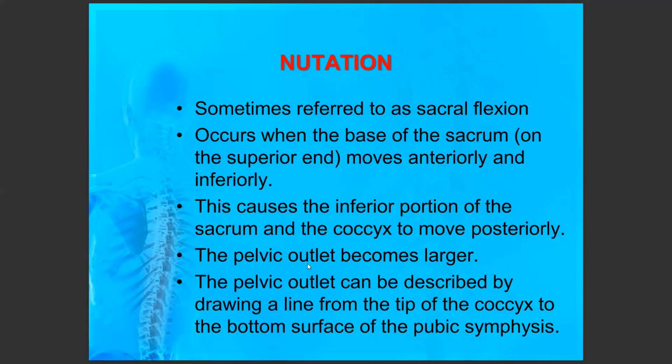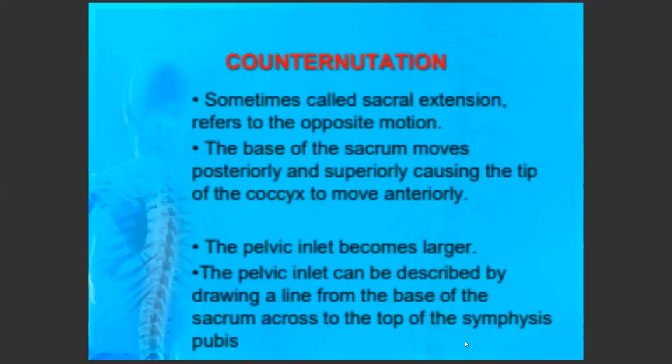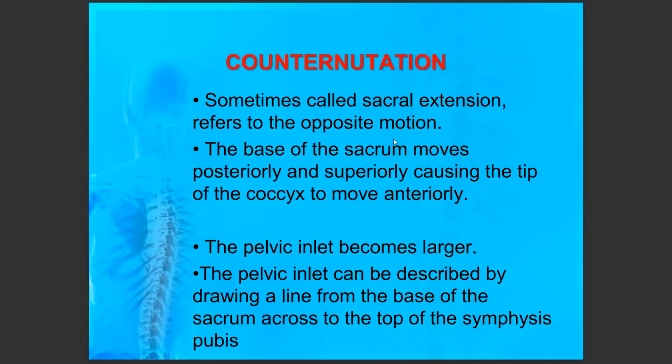We will discuss what we mean by the pelvic outlet. The pelvic outlet can be described by drawing a line from the tip of the coccyx to the bottom surface of the pubic symphysis. While counter nutation, also called sacral extension, refers to the opposite motion. The base of the sacrum moves posteriorly as well as superiorly, which will cause the tip of the coccyx to move anteriorly. The pelvic inlet becomes larger.